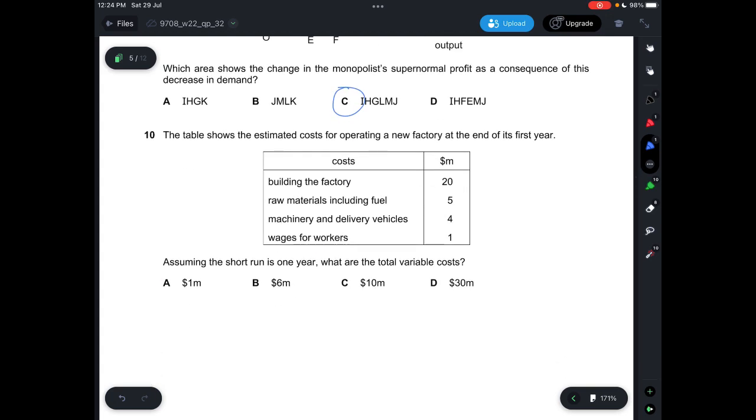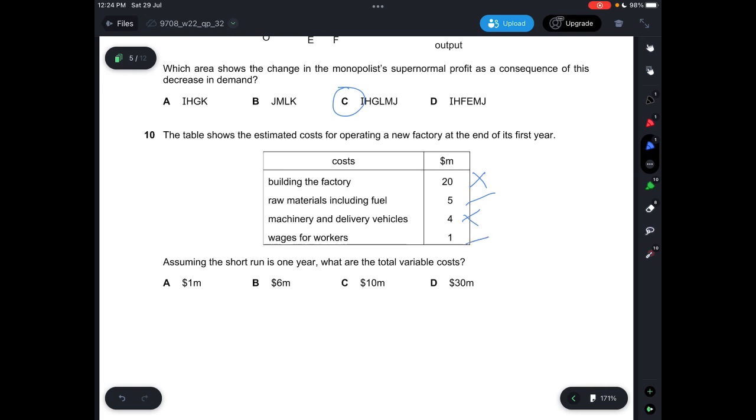Question 10, the table shows the estimated cost for operating a new factory at the end of its first year. Assuming the short run is 1 year, what are the total variable costs? Okay, so building the factory is a fixed cost, undeniable. So this is not the answer. Raw materials including fuel is a variable cost. So this is correct. And then machinery and delivery vehicles are fixed costs that you can't avoid. So this is also a fixed cost. But wages for workers is a variable cost.